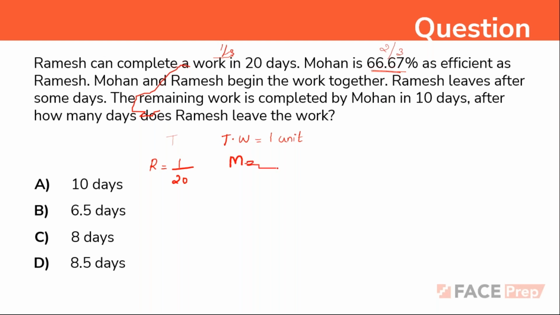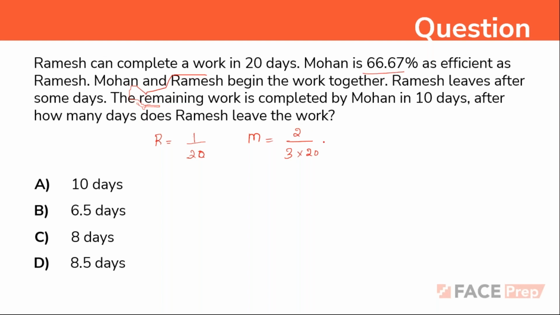Now, what about Mohan? Mohan is 2 by 3 more efficient, right? So Ramesh is able to complete 1 by 20 unit of work in a day, whereas Mohan will be able to complete 2 by 3 into 1 by 20, which is equal to 1 by 30. So Ramesh can complete 1 by 20 unit of work, whereas Mohan can complete 1 by 30 unit of work. I have considered my total work as 1 unit, which is not mentioned, so I'm considering it as 1 unit.